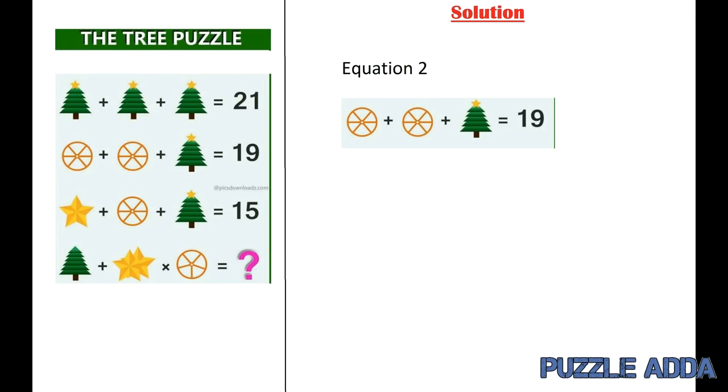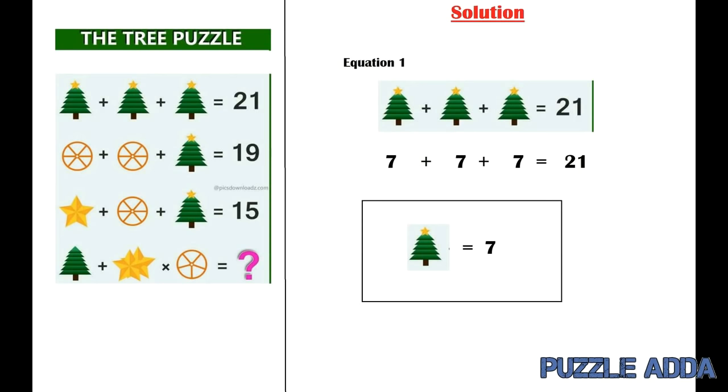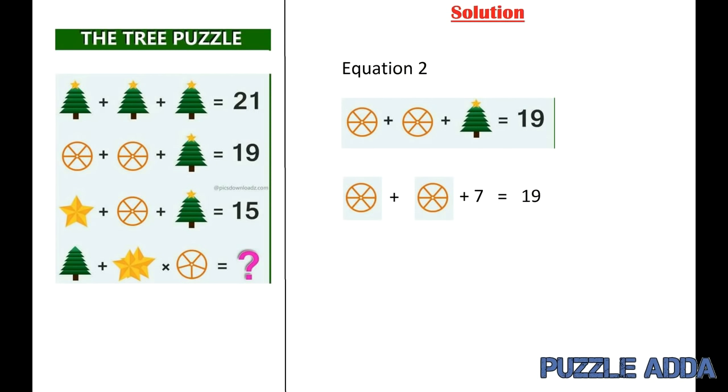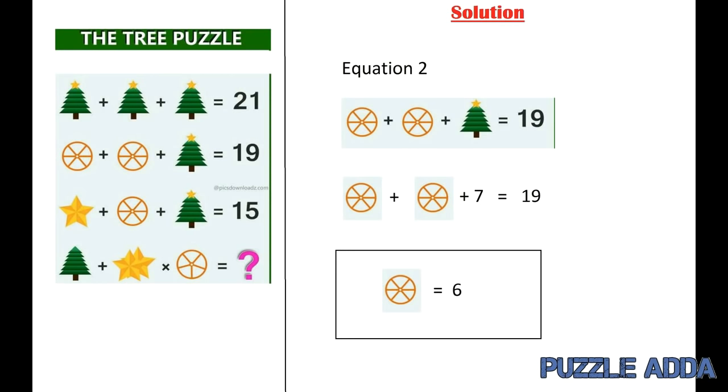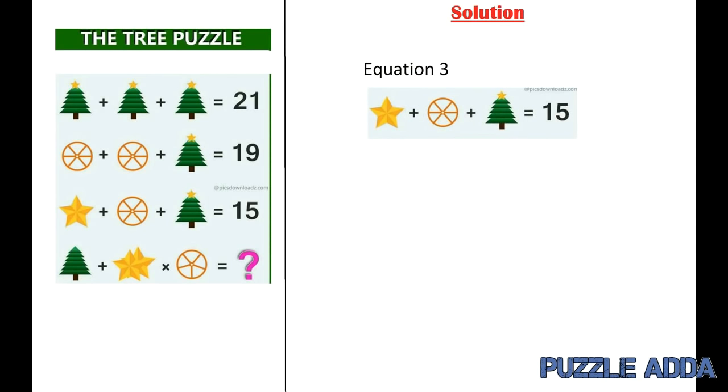So taking the value of a tree with star from equation 1, which is 7, a circle inside it 6 lines according to equations 1 and 2 is equal to 6. So a circle inside it 6 lines is equal to 6. Now we come to equation number 3, which says a star plus a circle inside it 6 lines plus a tree with star, which is equal to 15.